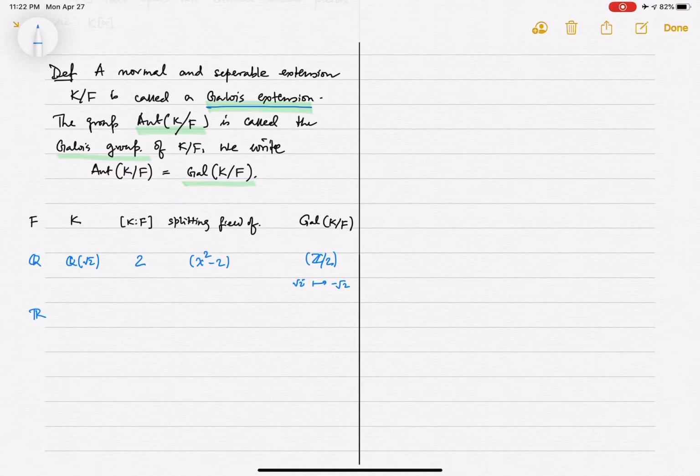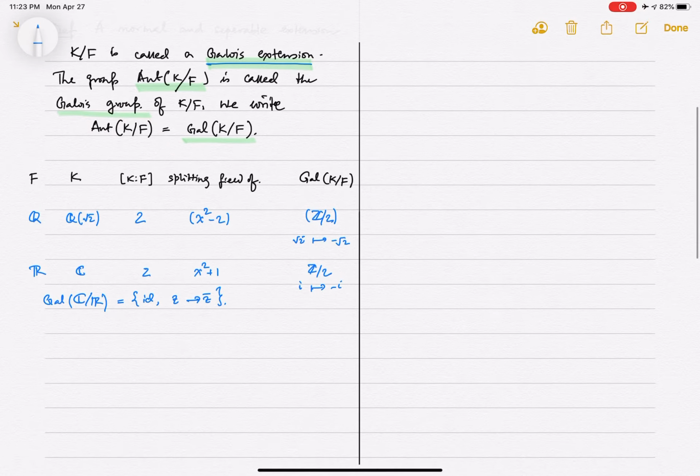And similarly, you could consider R over C. That's again degree 2. It's a splitting field of x squared plus 1. So again, here it's Z mod 2, obtained by sending i to minus i. So the Galois group in this case is the identity and the complex conjugation map. If you send i to minus i, that means you're sending z to z bar. And the fixed field, you see, is the real numbers.